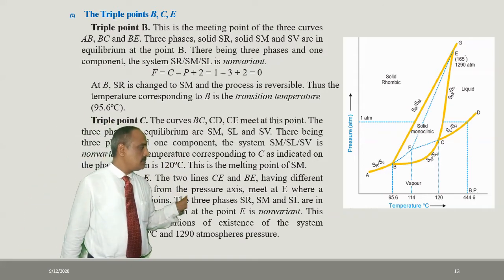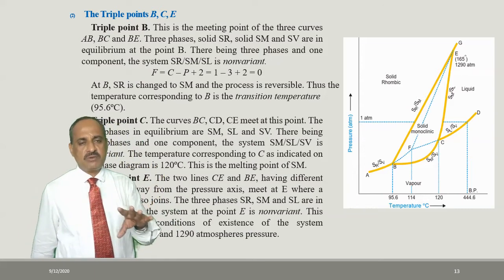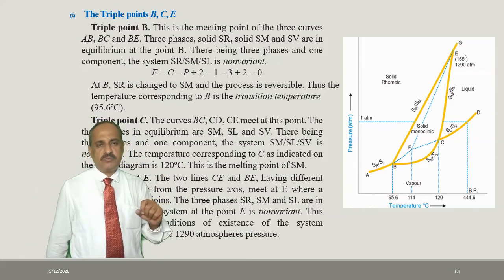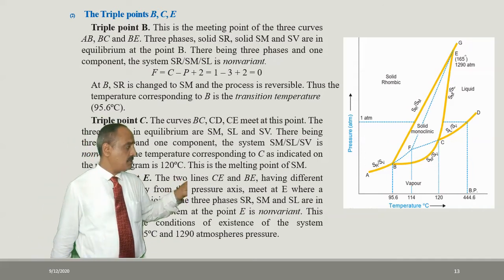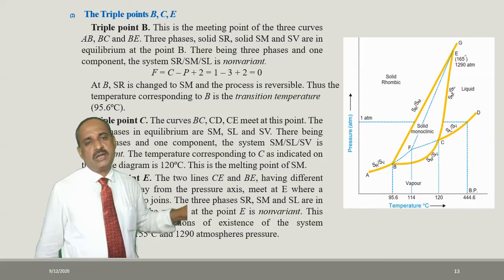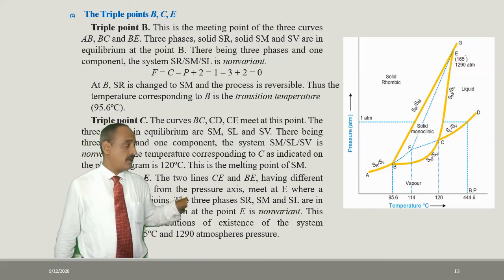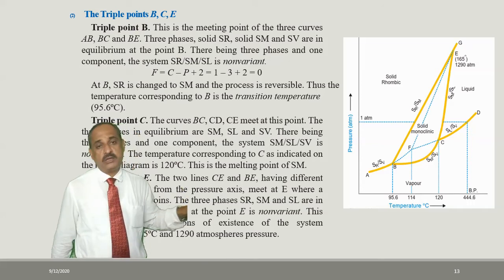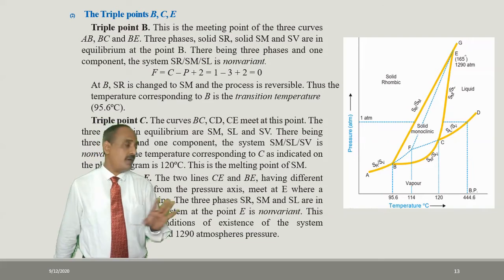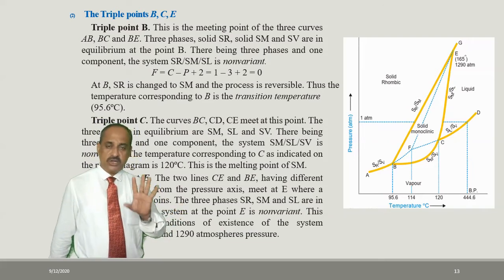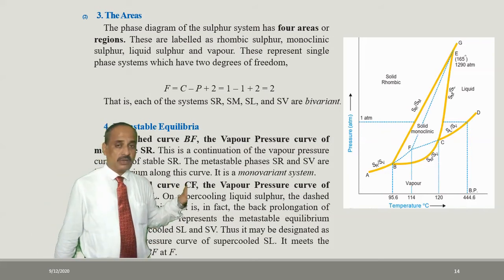Next, as there are 3 phases in equilibrium, if we apply the phase rule equation, F is equal to C minus P plus 2, the component C is 1, and P phases are 3, so F is 1 minus 3 plus 2, that is equal to 0. So what is the meaning of F equal to 0? The system at the triple point requires no degree of freedom, means the system is non-variant. So you may have understood what is the meaning of this non-variant, that is the system requires no degree of freedom.